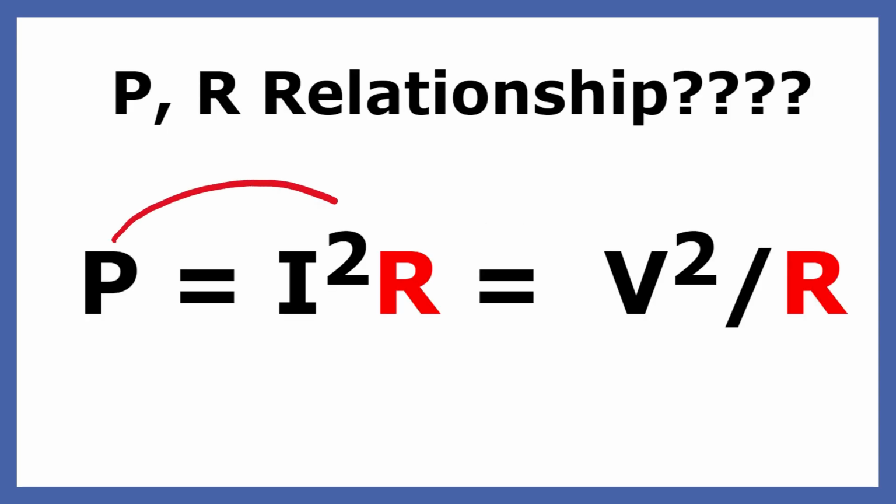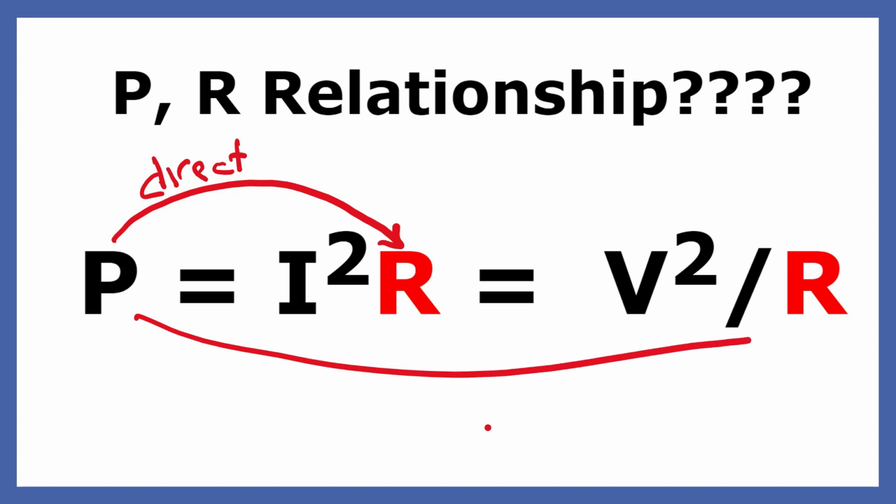Let's now use the equations we have been given to find the relationship between power and resistance. If we look at the first equation, we would conclude that power and resistance have a direct relationship, but when we look at the second equation, we would conclude that the relationship is inverse. Actually, power and resistance sometimes have a direct relationship, and under other different conditions, the relationship is inverse. So what does this mean?